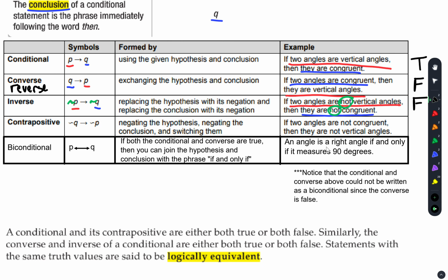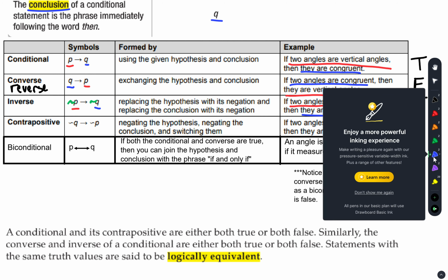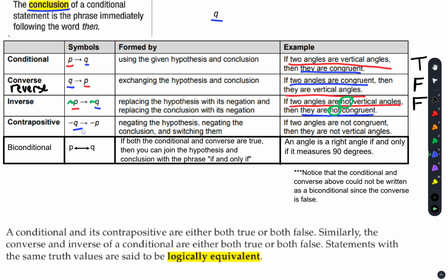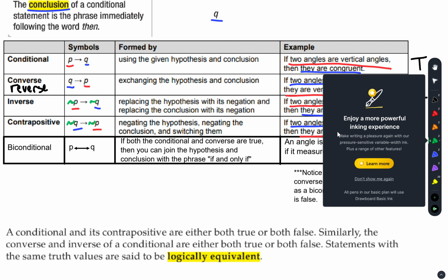The last one, the contrapositive, the longest of the words, is when we do both things. We're going to flip the order and we're going to negate the meaning. So I put the conclusion first, then I put the hypothesis, and I'm doing the negative version of each one. So if two angles are not congruent, see that word not, then they are not vertical angles.